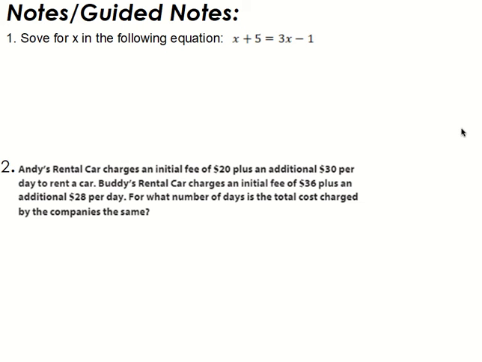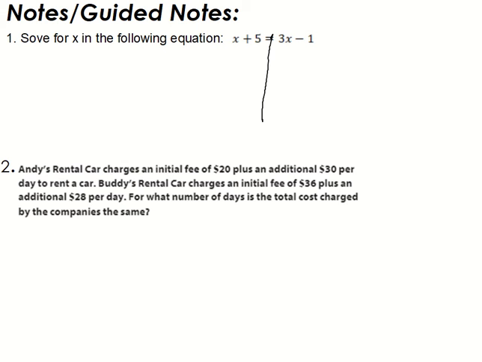So we're going to solve the following equation for x. It's x plus 5 equals 3x plus 1. So you can see now we have two sets of variables, and we want to get those variables together. And so what we do is we move the variable with the smaller coefficient first. That way, most likely, our variable will have a positive coefficient.